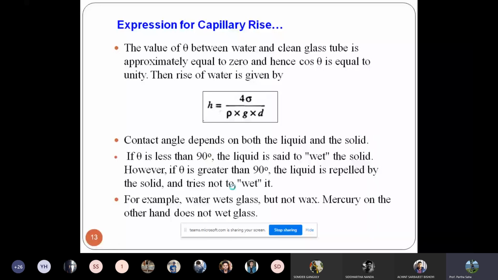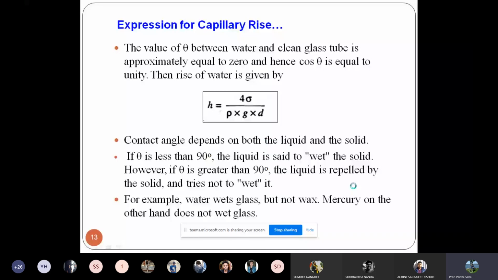However, if theta is greater than 90°, like the case in mercury, the liquid is going to be repelled by the solid, so it is going to be a non-wetting characteristic. For example, water wets glass, but not wax. Similarly, mercury, on the other hand, does not wet glass. So what happens if you have mercury instead of water?